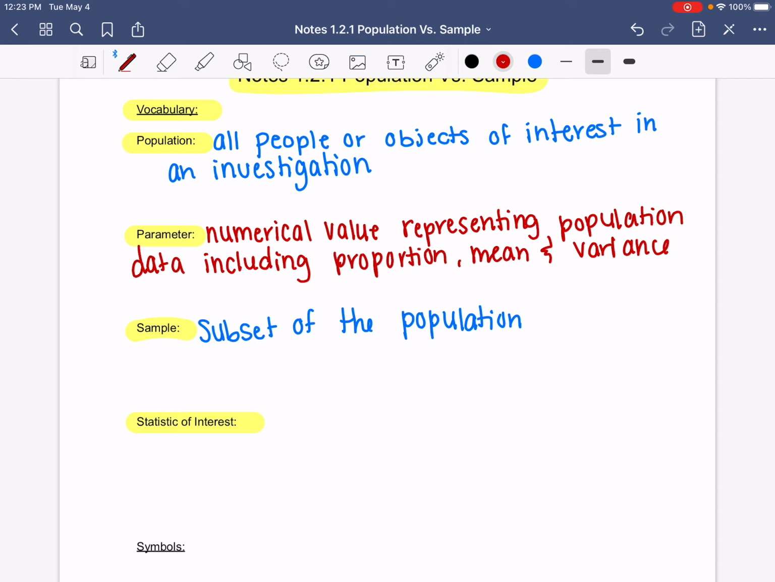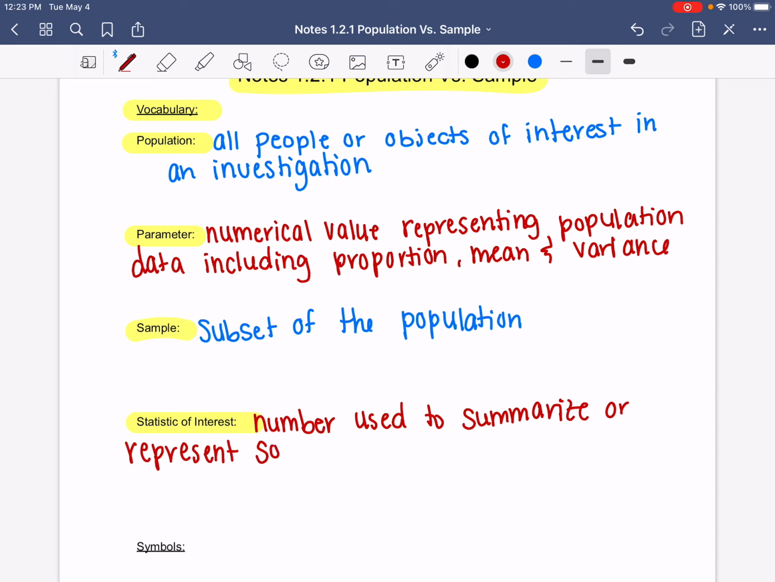So it's just a number used to summarize or represent something about the sample that was drawn from the population.